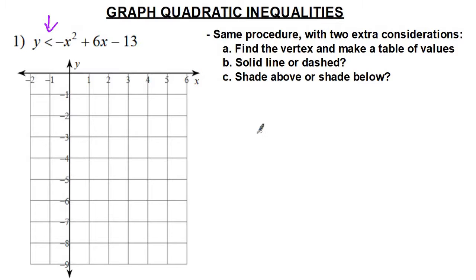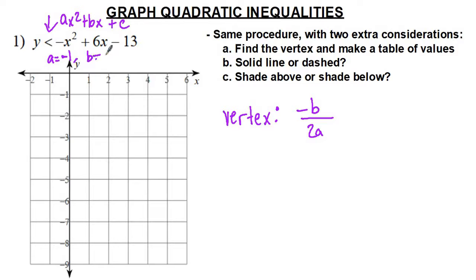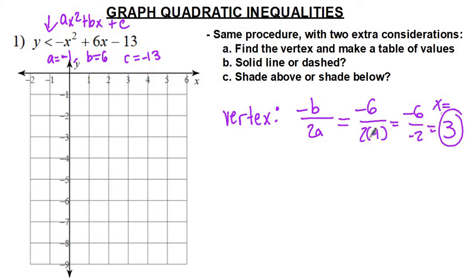We always start graphing by finding the vertex, and you may remember that we can find it by using negative b over 2a. A quadratic equation in standard form is written like this: ax squared plus bx plus c. In this example, a is equal to negative 1, because that's a negative 1x squared. b is equal to 6, and c is negative 13. So negative b over 2a would be negative 6, because b is 6, over 2 times a, 2 times negative 1. That's negative 6 over negative 2, and that equals 3. So 3 is the x-coordinate of the vertex.